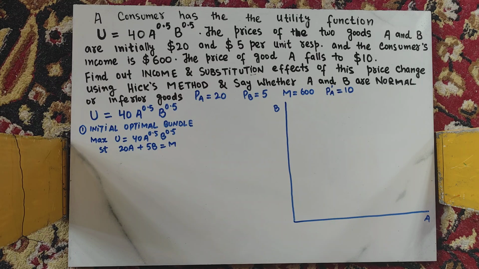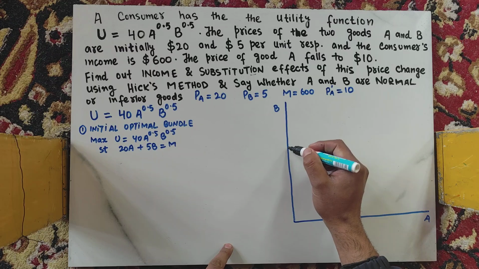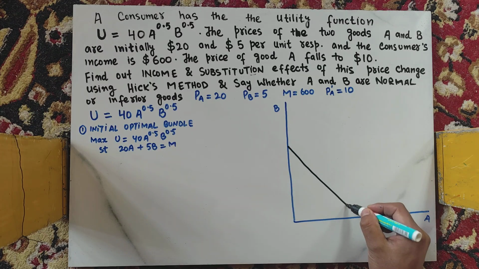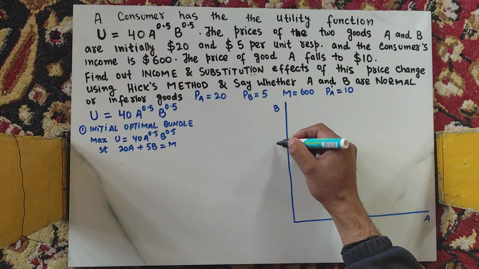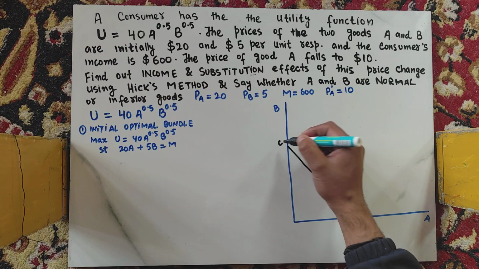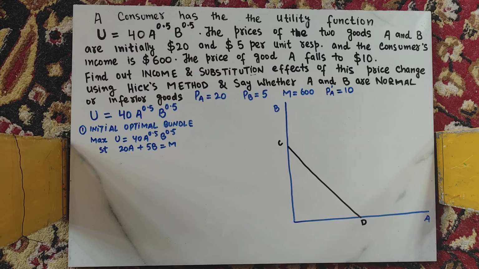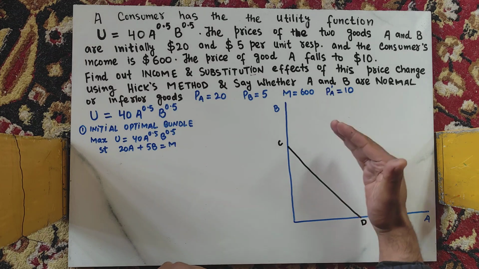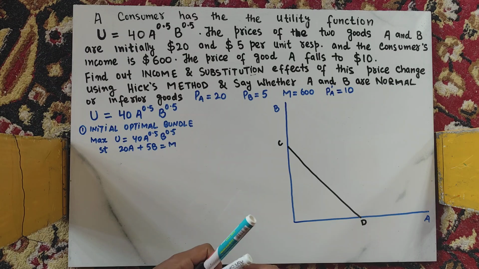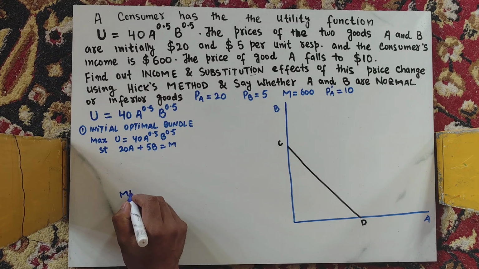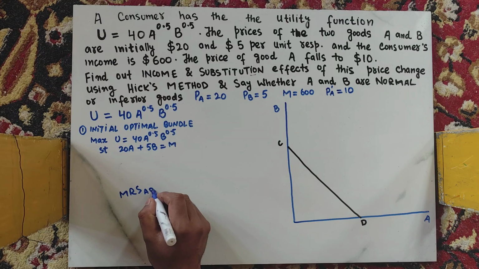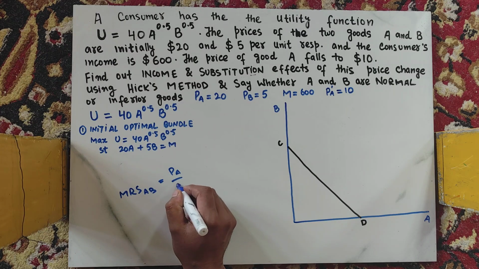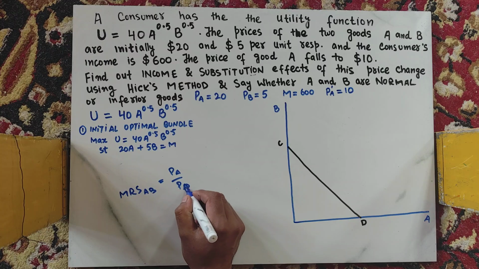Now let me draw the initial budget line. Let us suppose this is our initial budget line, and give it the name CD. With the initial budget line, the consumer wants to reach the highest possible utility. The initial optimal equilibrium will be when the marginal rate of substitution between goods A and B is equal to the ratio of the prices, price of good A upon price of good B.